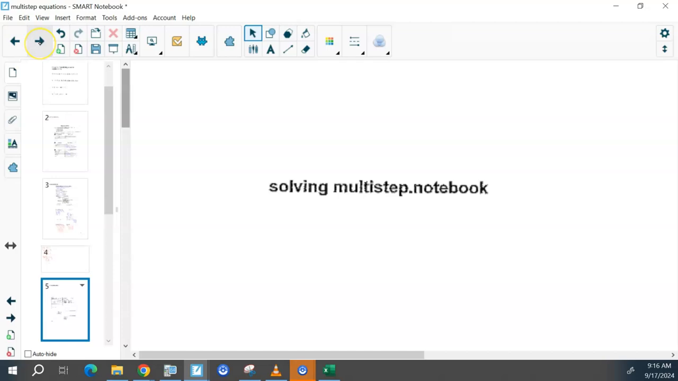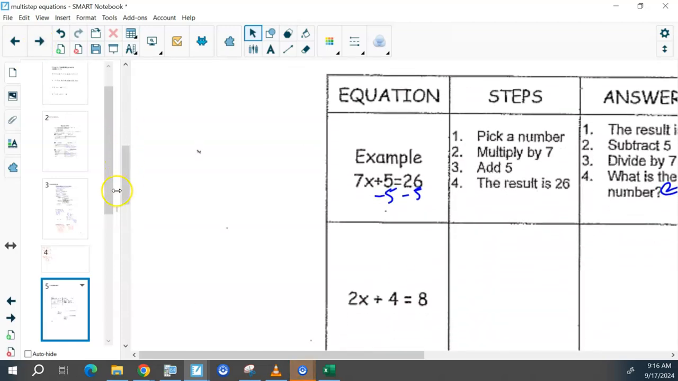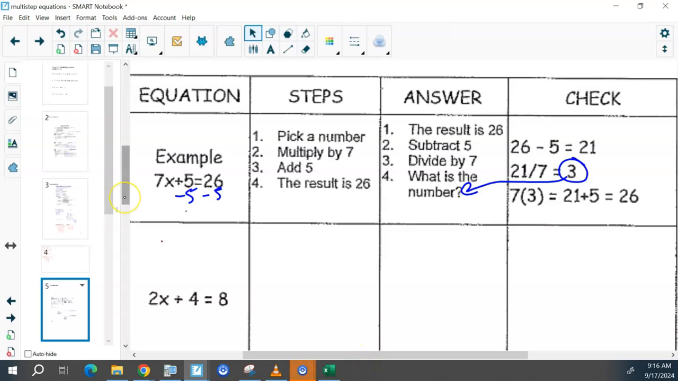Now, the next page is not something we're really going to talk about. I'm just going to kind of walk through this first step, and then if you see two-step equations, you could use this process if it helps you to kind of talk out what's happening. So if you get a two-step equation, you have some equation. That's the example equation. Then the steps part of this is explaining the equation. So the pick a number is some variable. It's being multiplied by 7. It's adding 5. The result is 26. So this is just explaining the equation.